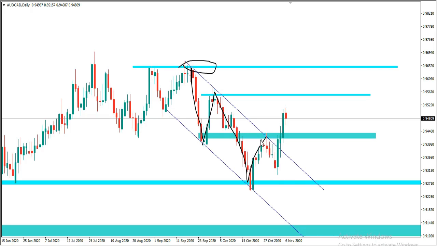But instead of the next move downward, what we had was a higher low, and with a higher low, what followed next was a higher high. So with this, it's clear that the trend has started changing gradually. As you can see from here, we had one low, we had a lower high, we had a lower low, we had a lower high.